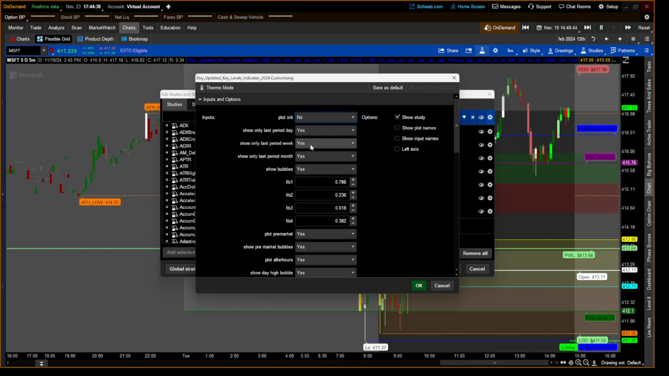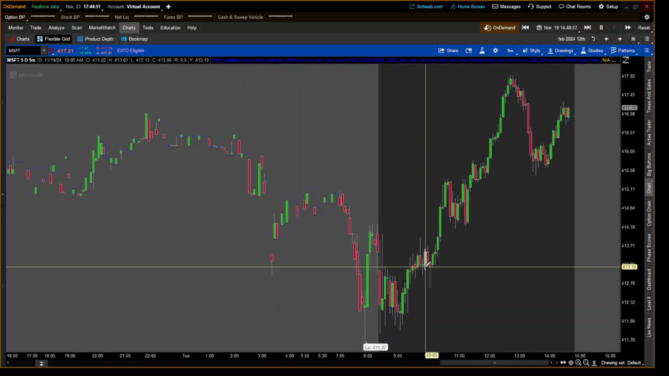Same situation here with the week. If I want to see all those previous levels for the week, I would select no in the month as well. This controls your bubbles. So if I don't want to see any of those bubbles, I would select no. So let's go back into it.